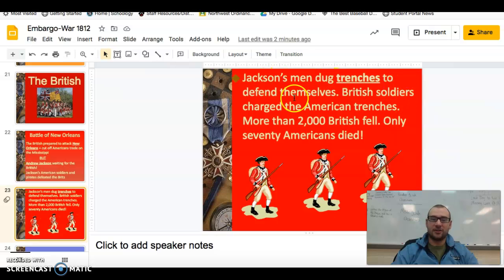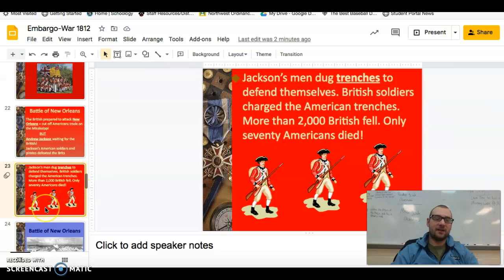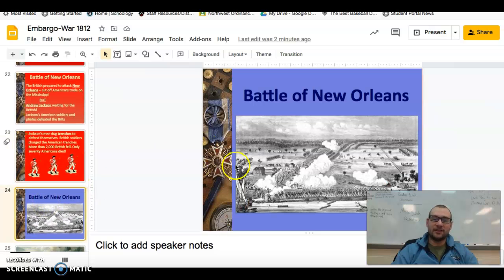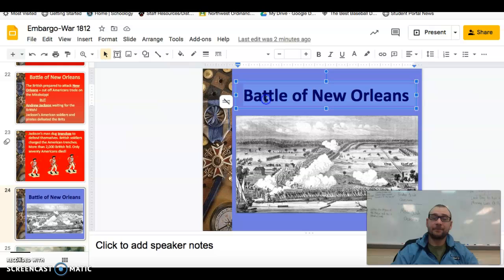Jackson's men dug trenches to defend themselves. British soldiers charged the American trenches. More than 2,000 British soldiers died. Only 70 Americans died. But the interesting thing is the Battle of New Orleans took place 2 weeks after the peace treaty was signed. But it just took so long to get the news back that we actually fought it anyways. So a lot of people credit the peace treaty being signed thanks to Andrew Jackson's decisive Battle of New Orleans.